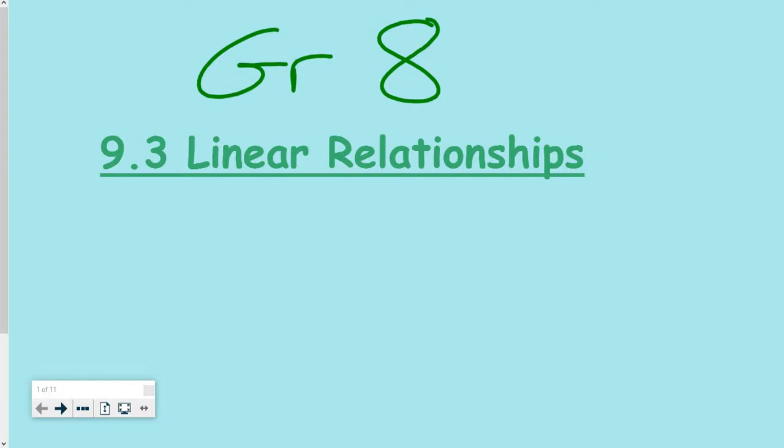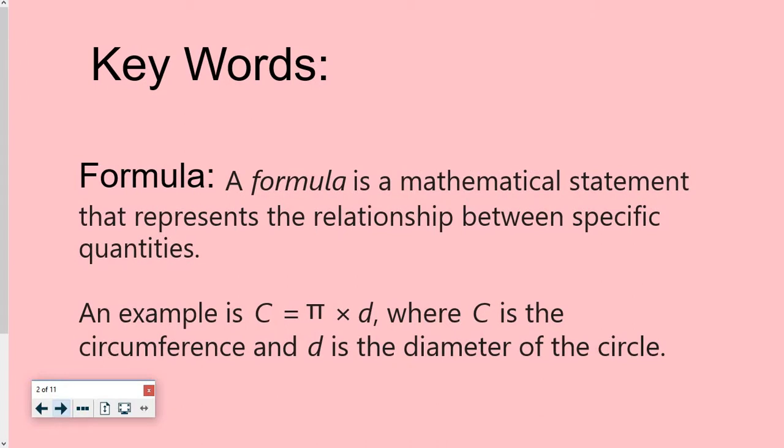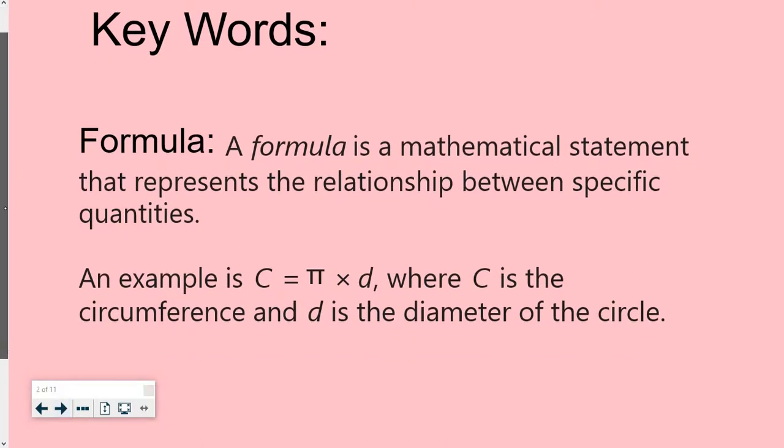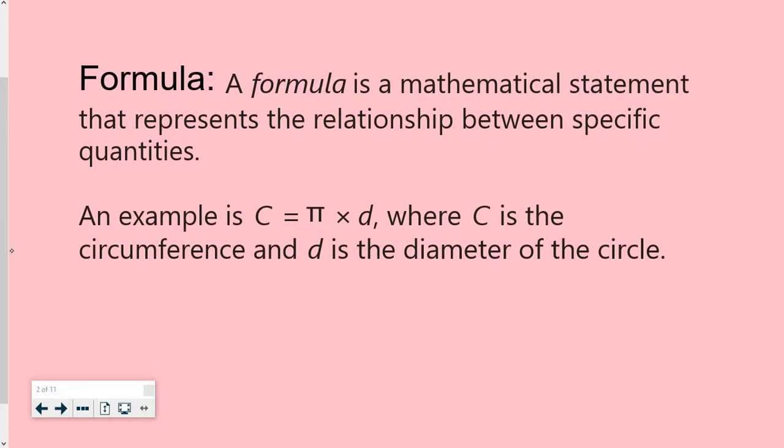This is grade 8, chapter 9, part 3, linear relationships. So the key word for the beginning here: a formula. A formula is a mathematical statement that represents the relationship between specific quantities. An example is C equals pi times d, so circumference equals pi times the diameter. You can change C and you can change d.